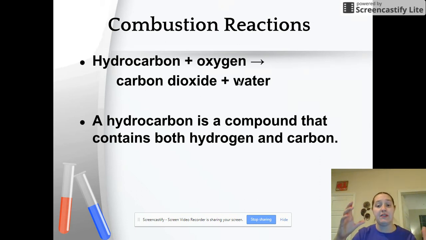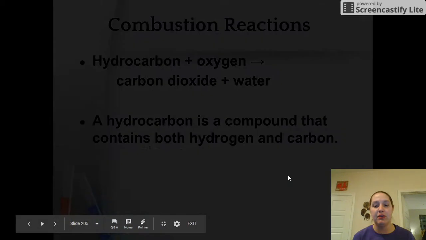Remember, I poured out of the demonstration, that big, huge jug, I poured water out of it to show you water formed, okay? So a hydrocarbon, by the way, again, let me reiterate, is a compound that contains both hydrogen and carbon. Occasionally, it'll also include oxygen or sulfur, but that's a little bit more rare, especially at this level.